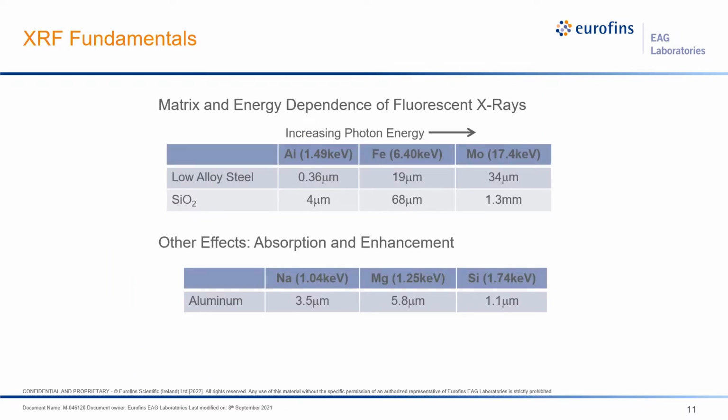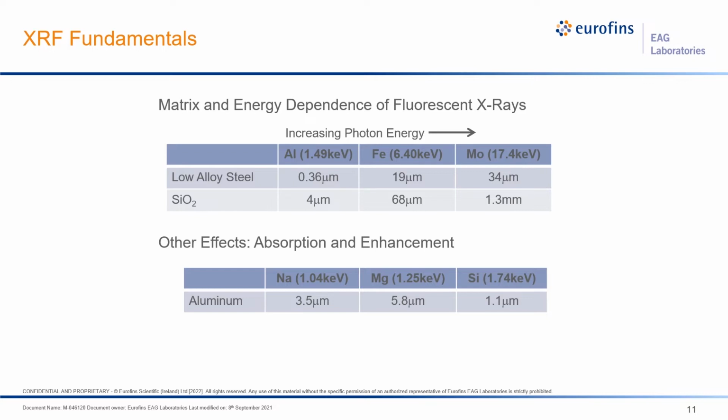Let's consider a couple of examples, comparing 3 X-ray lines, aluminum, iron, and molybdenum, that span a wide energy range. Aluminum is the low energy photon here at just under 1.5 keV, while molybdenum is the highest at 17.4. And we'll also look at their behavior in a heavy element, steel, versus a light element matrix, SiO2. We see that indeed the higher energy X-rays can travel further in a solid, yielding an increased depth of analysis.